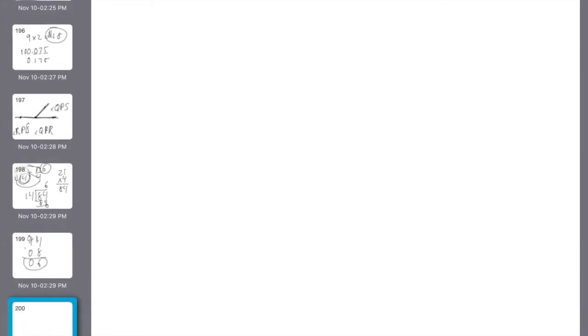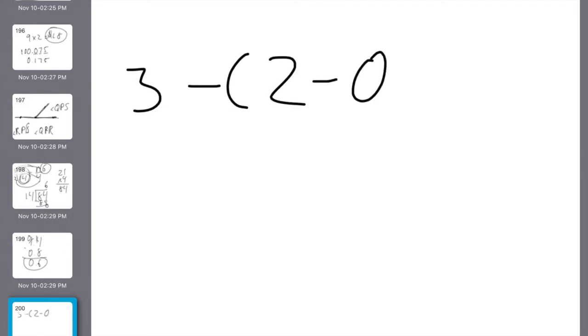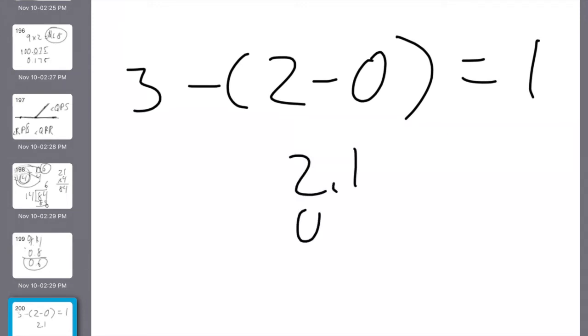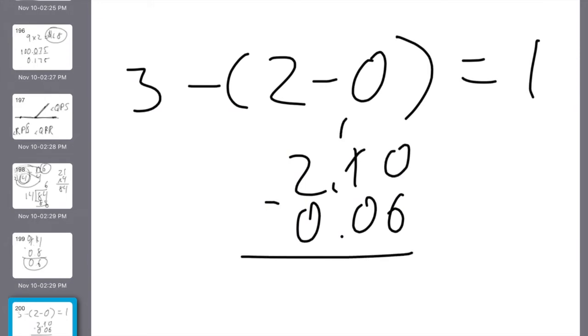Number 23, and remember right above 22 and 23 it says estimate each answer to the nearest whole number and then do the actual. So 23, I have 3 minus parentheses 2 minus 0. That's estimated. 2 minus nothing is 2. 3 minus 2 is 1. Okay, now I got to do the real deal. So I have 2 1/10 minus 6/100. Add a 0 so I can do the math.